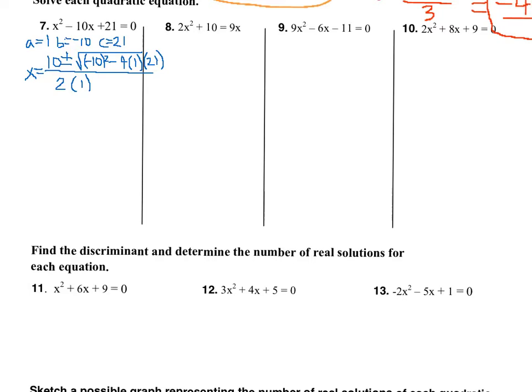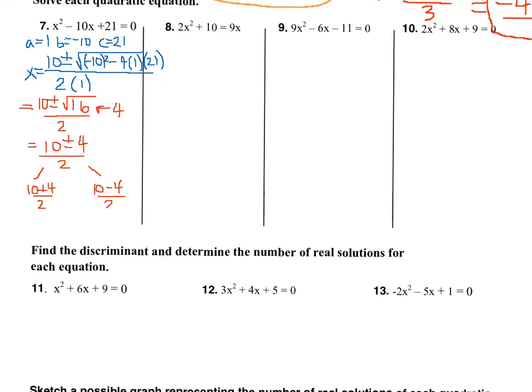This is equal to 10 plus or minus the square root of 16 over 2. But I know that the square root of 16 is 4, so I'm going to rewrite it again. 10 plus or minus 4 over 2. Now remember, I have two answers here. I have the positive case and the negative case. So I have 10 plus 4 over 2. I have 10 minus 4 over 2.